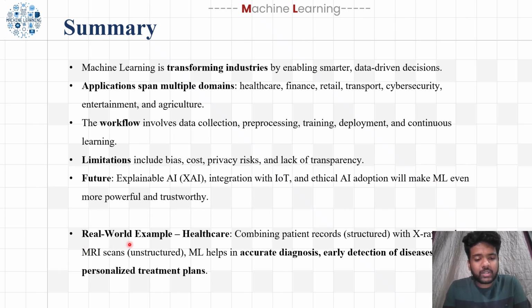And the real world examples that are used daily, like healthcare, combining patient records, which are structured, with X-rays and MRI scans, which are unstructured data. ML helps accurate diagnosis, early detection of diseases, and further personalized treatment plans.